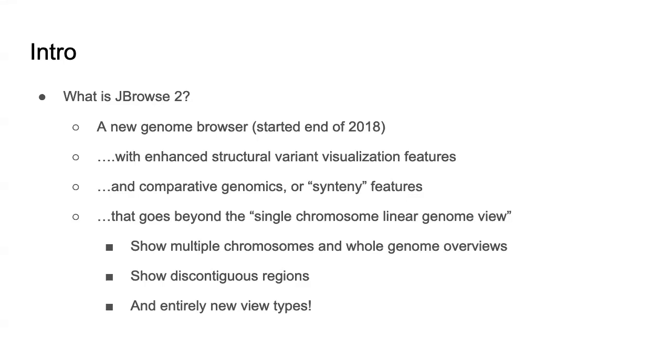So, what does JBrowse do? It's mainly a genome browser, but it tries to add on a lot more. And there's two specific goals, which are structural variant visualization and comparative genomics. And that's like visualizing synteny and things. And those two things really guide a lot of what you're going to see.